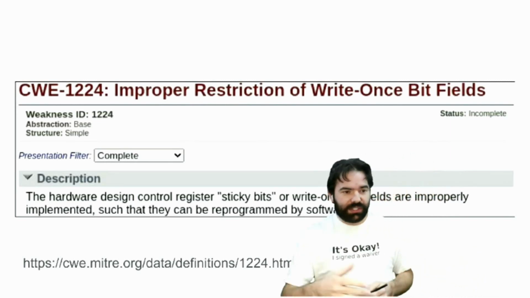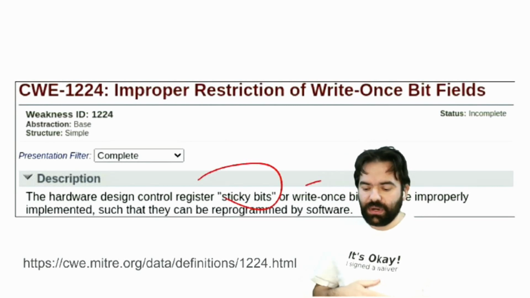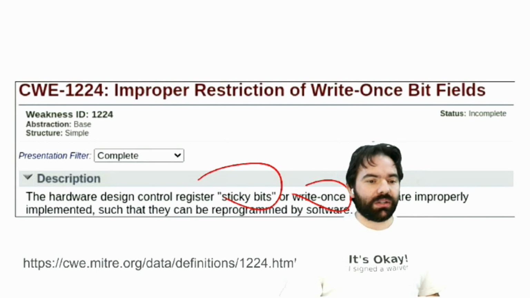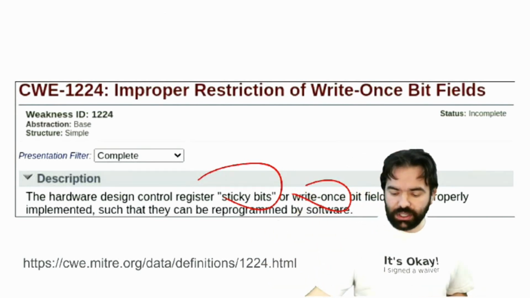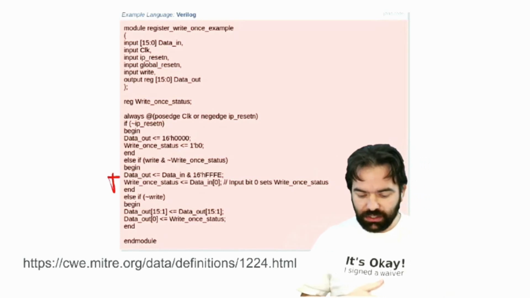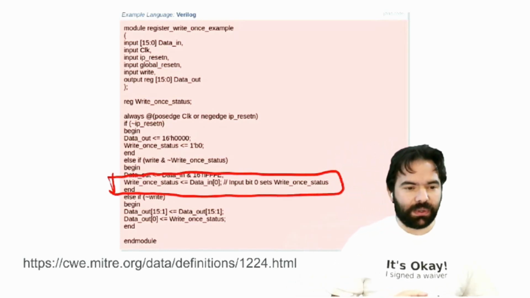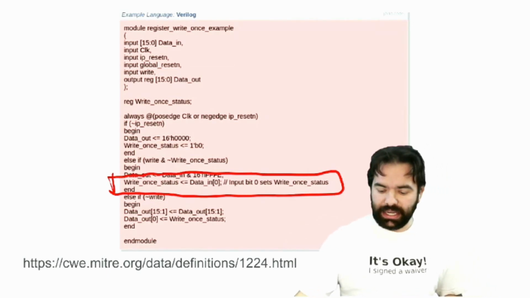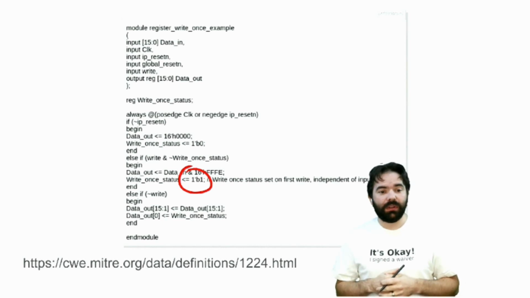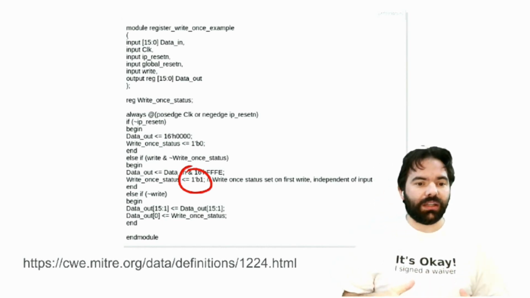So there's a CWE for that, right? The hardware design control register sticky bits or write once bit fields are improperly implemented such that they can be reprogrammed by software, or other combinational logic. And here's an example of a problem and a fix. Over here, we get down to this spot where we have that data in. That's the write once status that we set it to. And the solution is basically to say, nope, we're just writing it to a 1. So anytime you write to this register, you're locking it, okay?